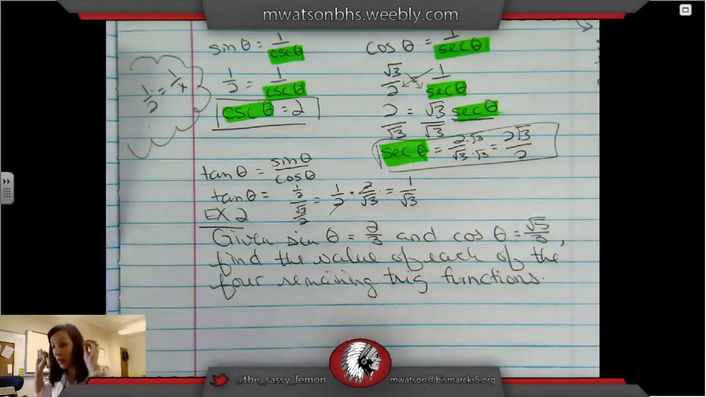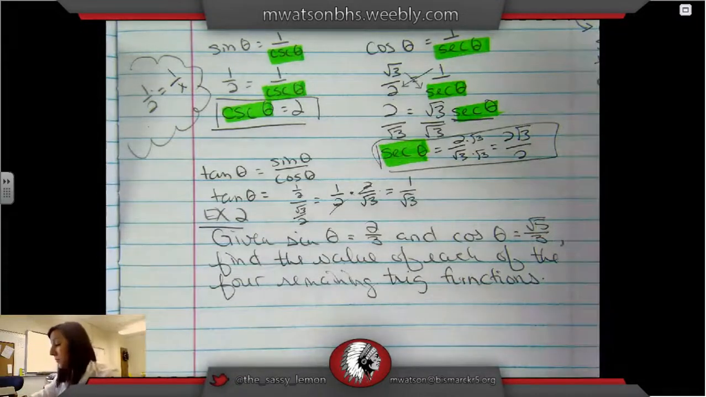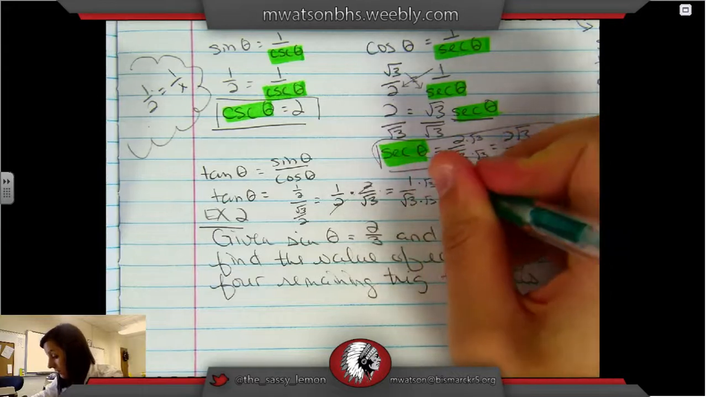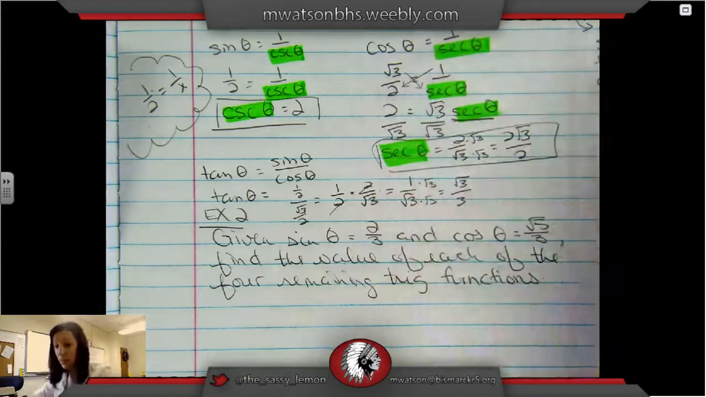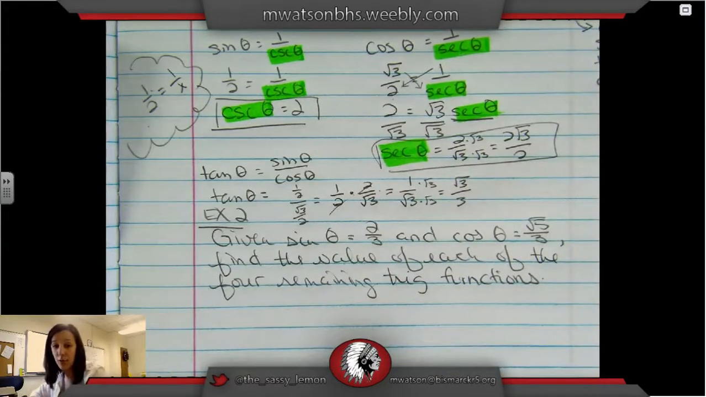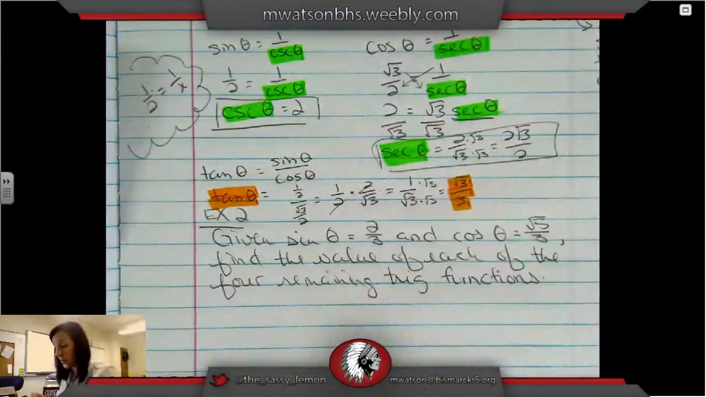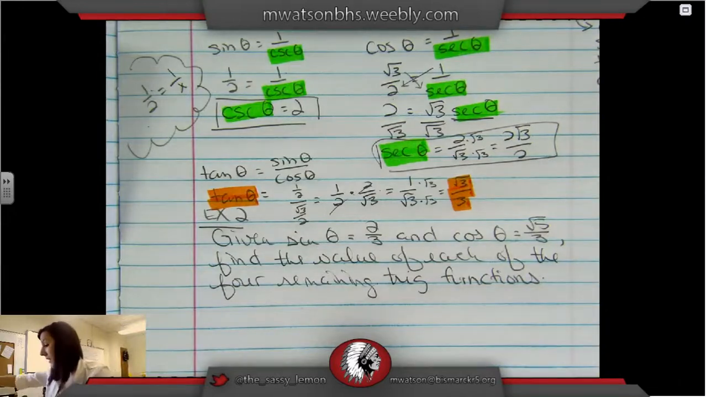Hopefully little blinking lights are going off in your head. We can't have a radical in the bottom. We need to rationalize. And make sure if the process of rationalizing doesn't make sense to you that you ask me about it in class, because that's something that's going to pop up time and time again when we're working with trig functions. So tangent of theta equals the square root of 3 over 3.